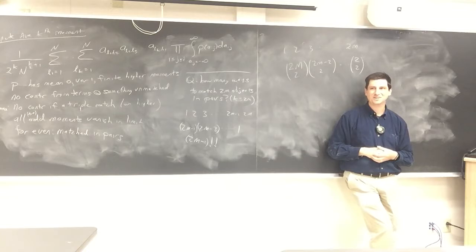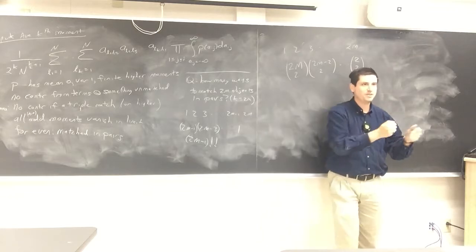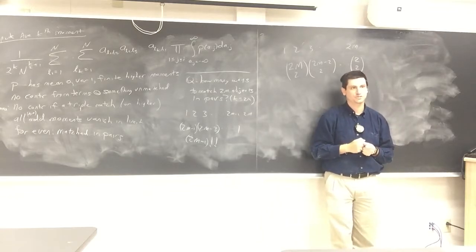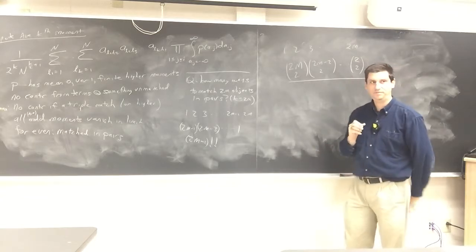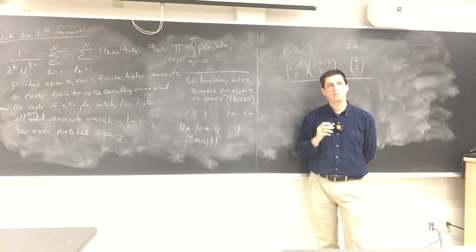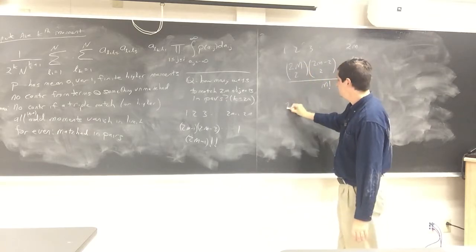It's a really nice, subtle mistake. You're not accounting for reshuffling pairs. I'm saying this is now my first pair, this is my second pair, this is my third pair. I don't care which pair is which. So what do I have to divide this by? By m factorial.